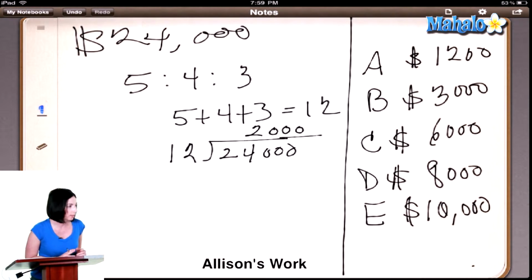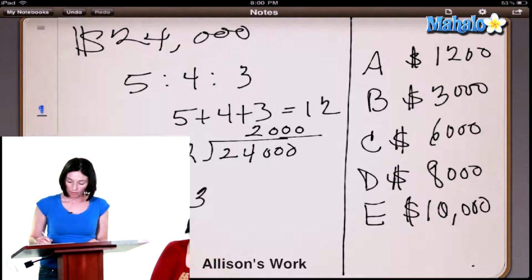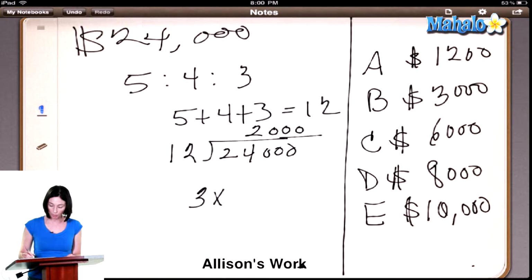What was the question that they asked us? The question is the amount of the least share. So who gets the least share in this partnership? The individual represented by the 3. So how much money does that person get? If one portion of this is $2,000 and you're getting 3 shares, how much money do you get? That partner would get 6,000 because 3 times 2,000. 3 times 2, exactly. 3 times 2,000 would give us 6,000.